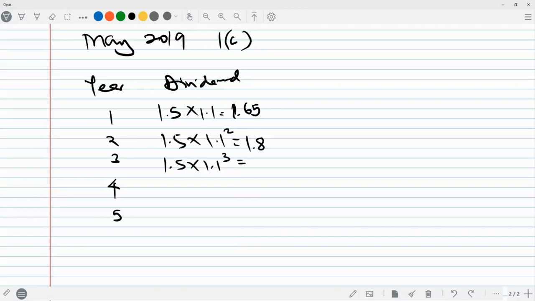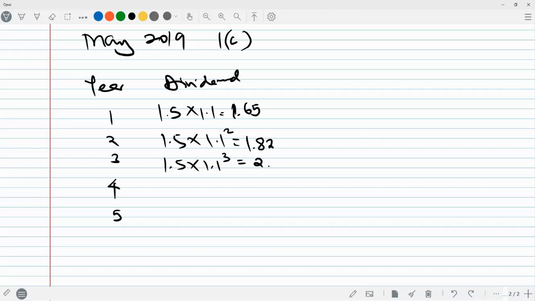Year 2 is 1.815, so 1.82. Okay, fair enough. Year 3 is 1.9965, so to the nearest dollar it is $2.